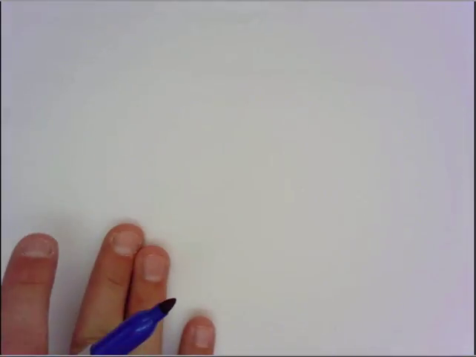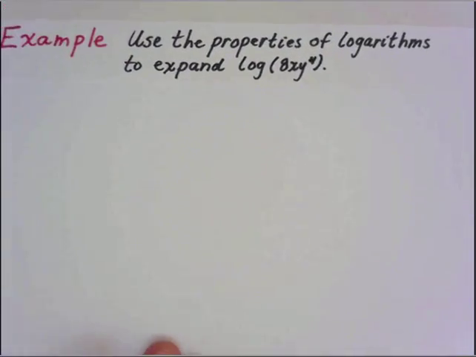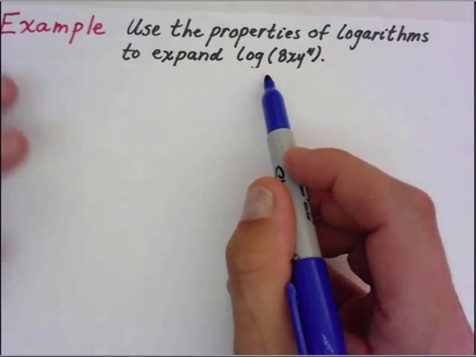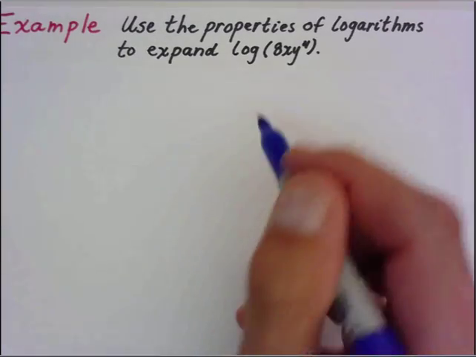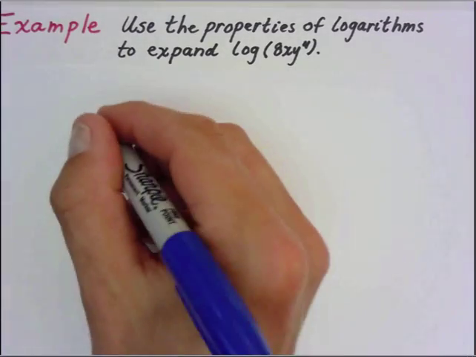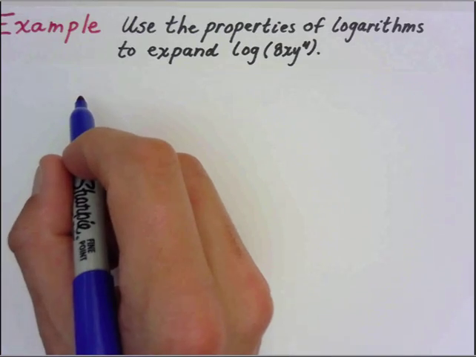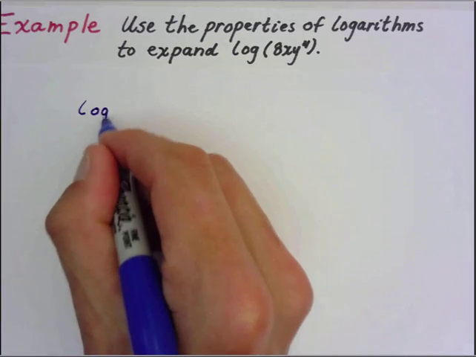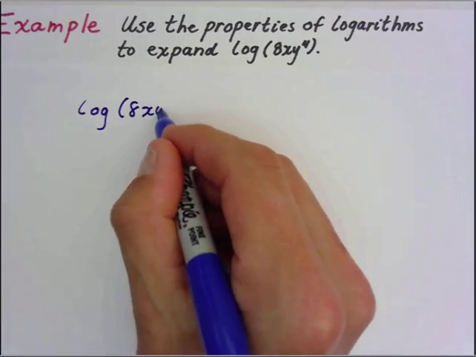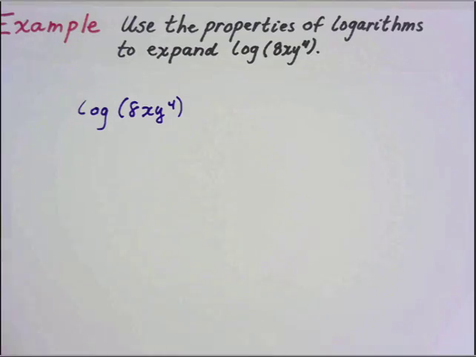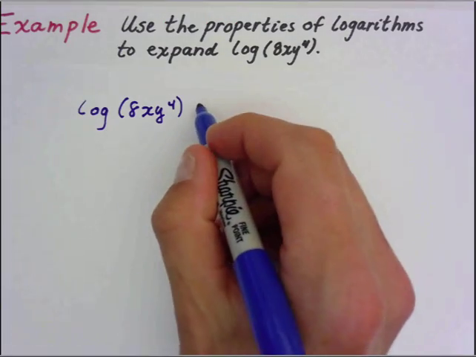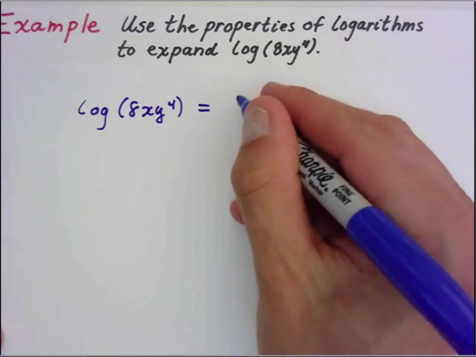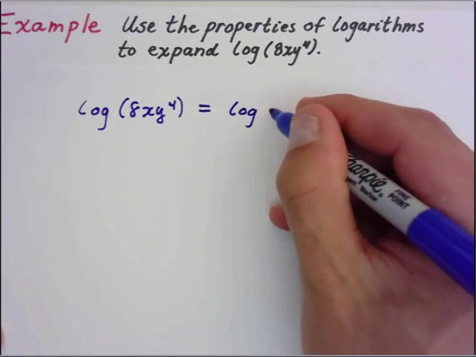So the first example here is expand using the properties of logarithms. We want to expand log base 10, well, log of 8xy to the fourth. So let's go ahead and rewrite this logarithm. So we have log of 8xy to the fourth. Multiplying together, multiply, multiply, multiply. So this would hopefully tell you this is a product rule. The product rule simply says, hey, add those logarithms together.